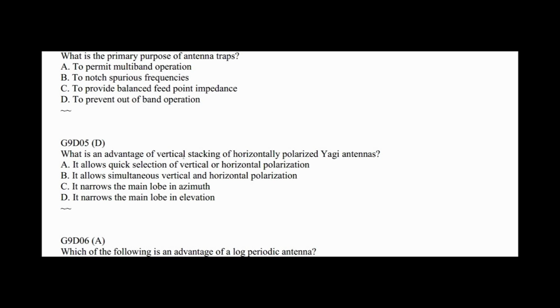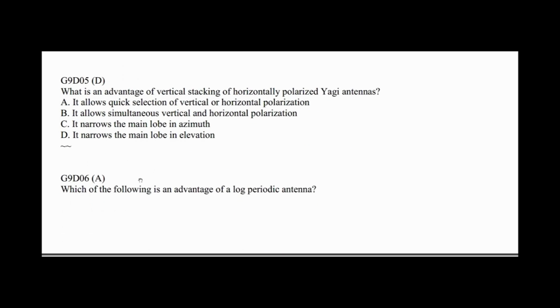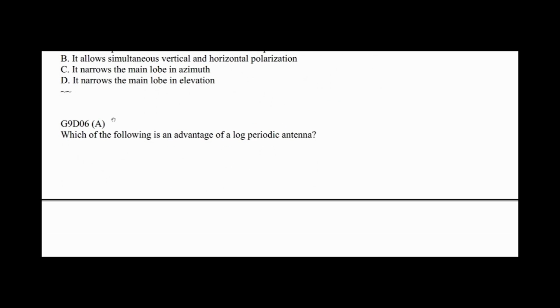G9D05. What is an advantage of vertical stacking of horizontally polarized Yagis? What happens is they end up with more gain, and gain, almost by definition, is a narrowing of the main lobe. So it's D. It narrows the main lobe and results in greater gain.